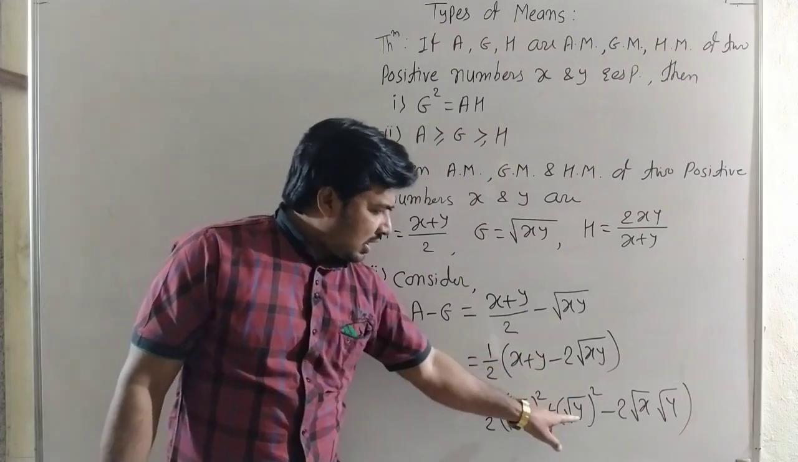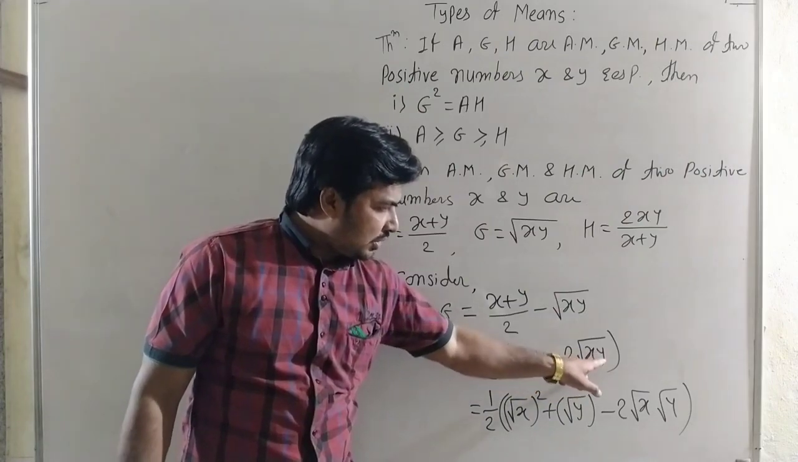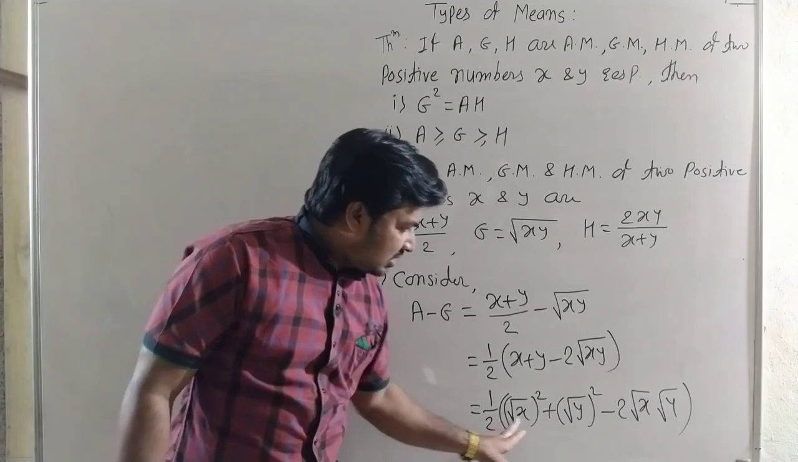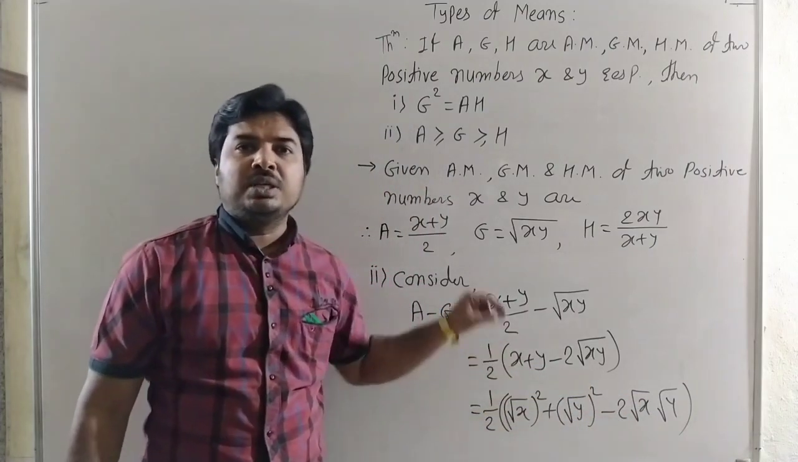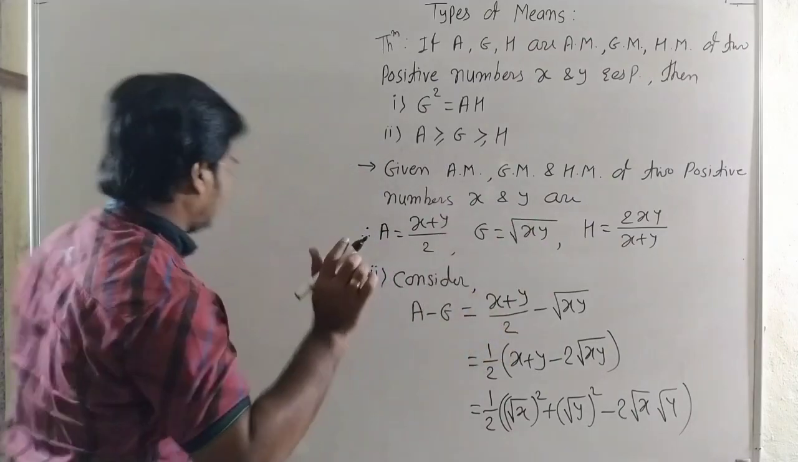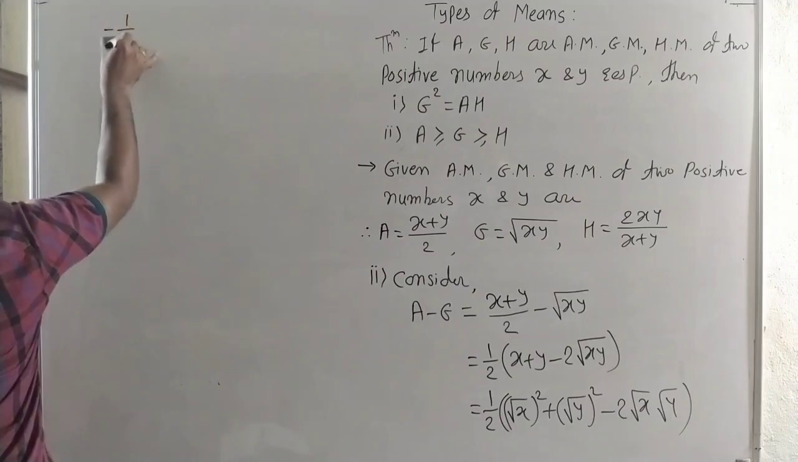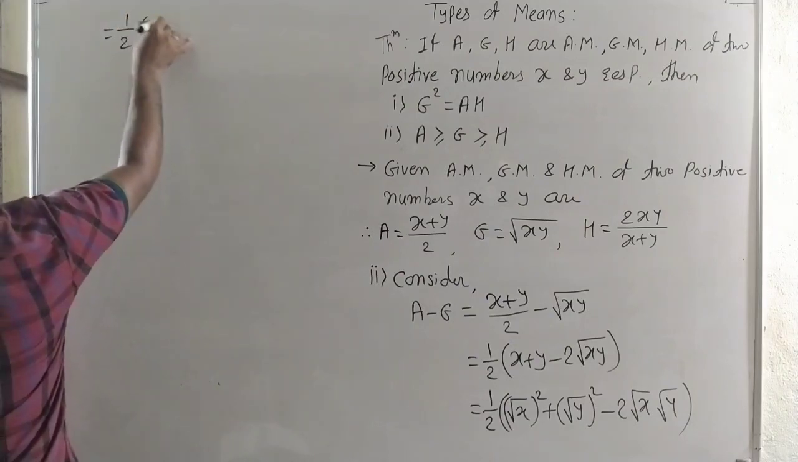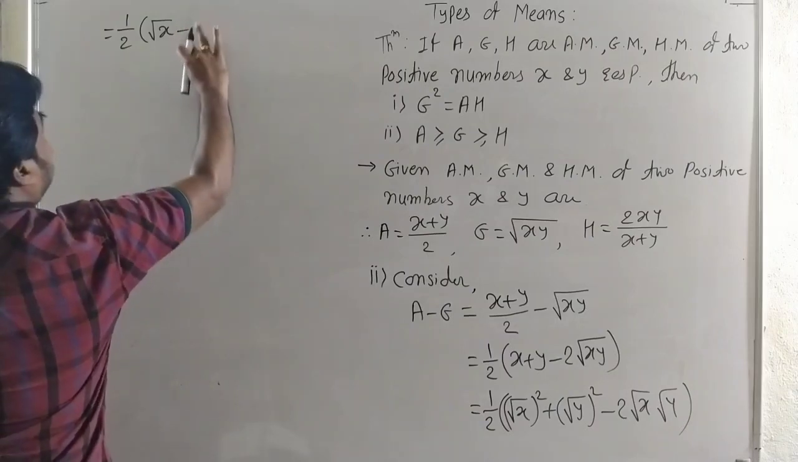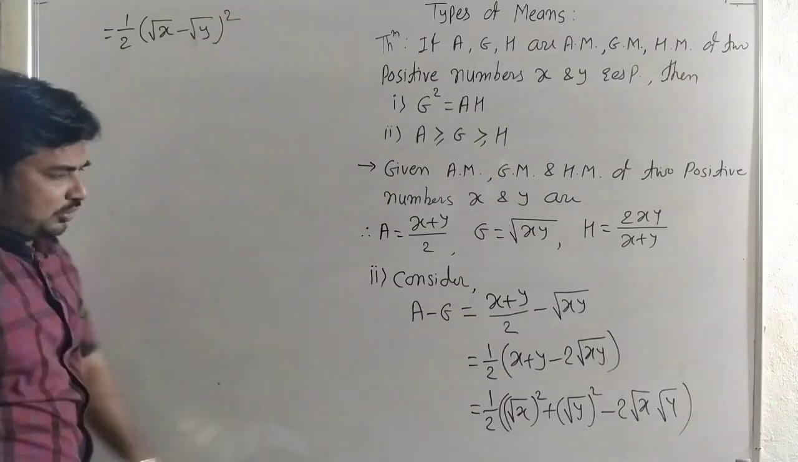Here we can write under root y square, that means y, and then 2 under root of x into y, it is 2 under root x into under root y. Now this bracket is a complete square of under root x minus under root y. Then we can write it is 1 by 2 into under root x minus under root y whole square. See carefully this.